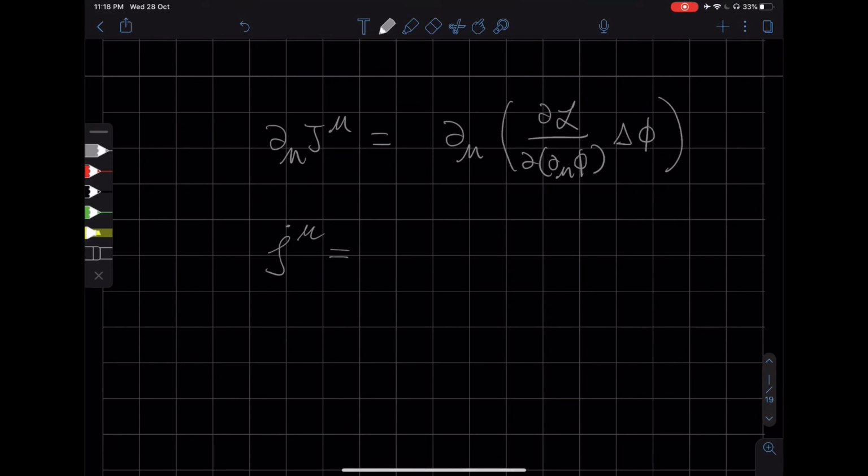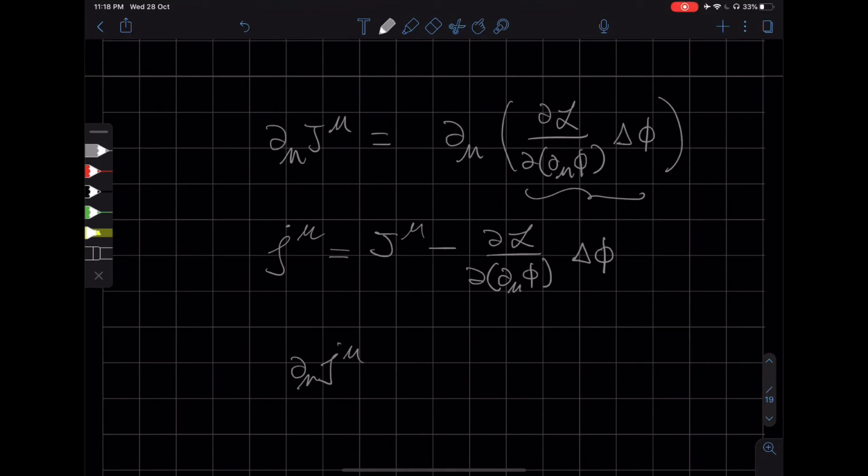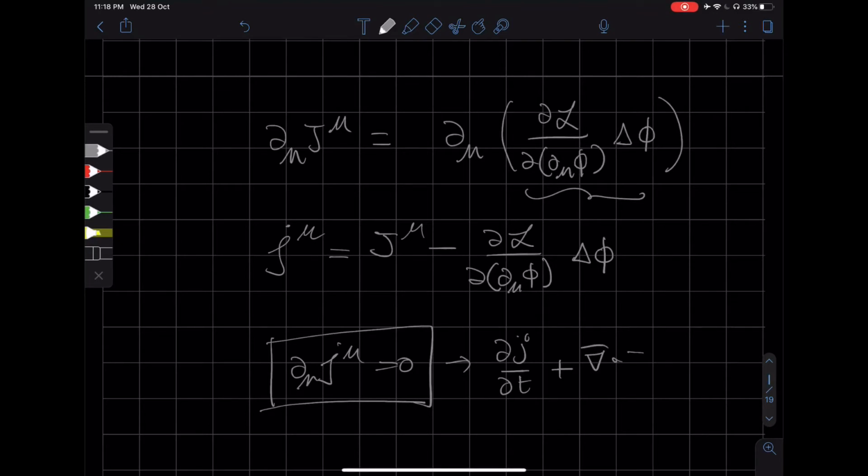define a current, which is small j^μ, which is big J^μ minus this guy, the derivative of the Lagrangian with respect to ∂_μ φ times δφ, then this current, small j^μ, is conserved. And therefore, if I write it in non-covariant language, this is nothing but ∂j^0/∂t plus the divergence of the three-dimensional current j. In other words, this is the continuity equation.